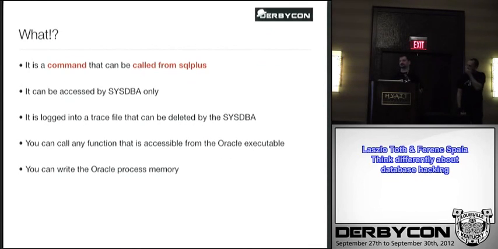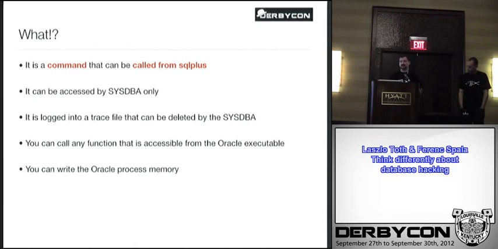But what is it? ORA-debug is a simple command that can be called from SQL*Plus. It can be accessed by sysdba only, but we're talking about the post-exploitation phase, and we just hijacked the sysdba connection. Everything is logged in trace files in the case of ORA-debug, but it can be accessed by sysdba and you can delete it. So you can hide your presence, or you can switch off this usage.